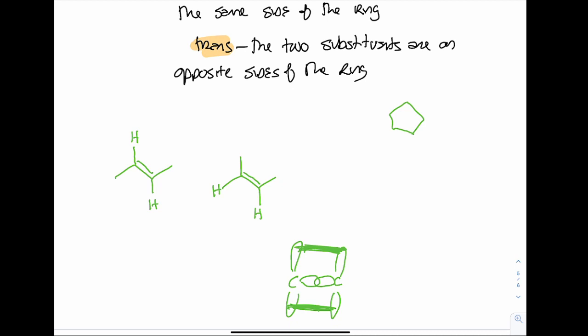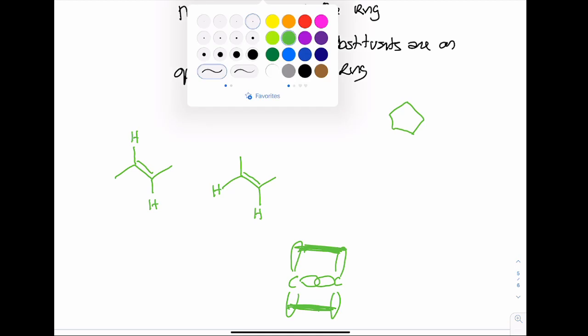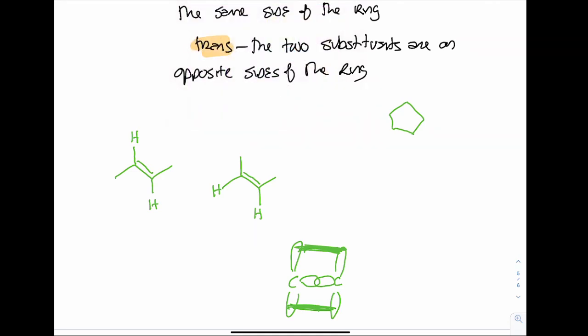So if I look at this one, if I was to draw a line right through that pi bond, my two methyl groups, this one and this one, are on opposite sides, so that's going to be trans. If I draw a line through my double bond on this one, my two methyl groups are on the same side, so that's going to be cis. I can't just rotate one to get the other because, again, I would have to break that pi bond. So we are going to run into cis trans isomers with alkenes as well as cycloalkanes.